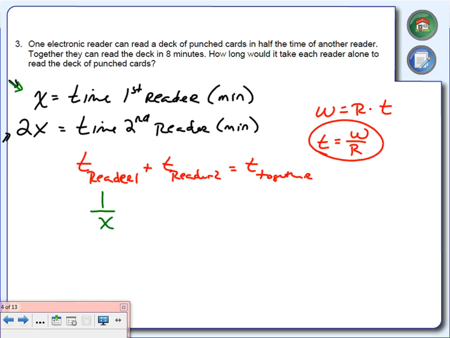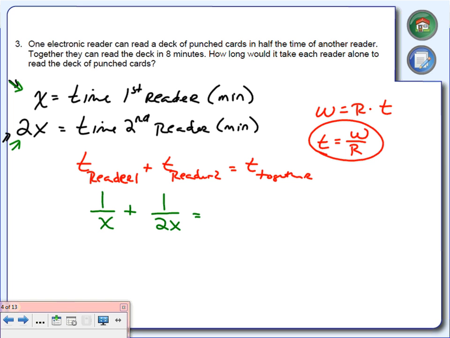Let's go to the second reader. They're still reading that 1 deck of cards. What's the rate or the speed they're reading it at? It is, again, right here, it's 2x.